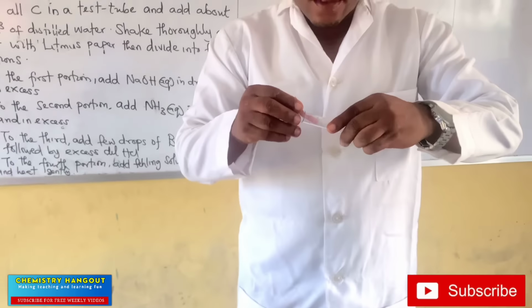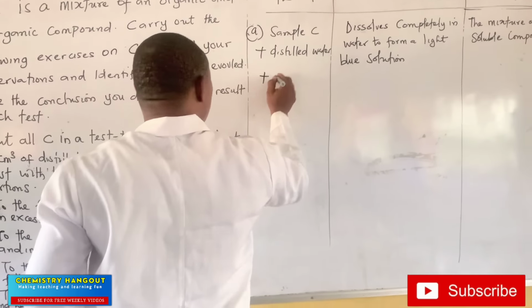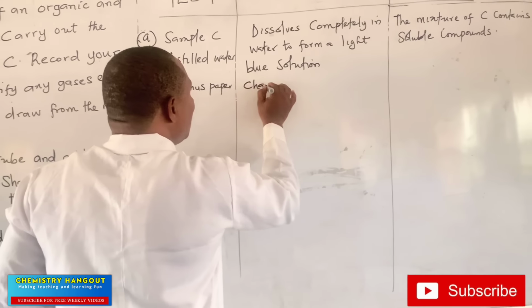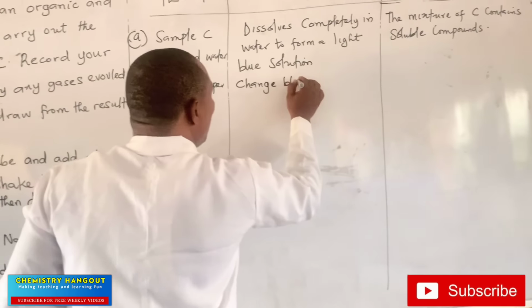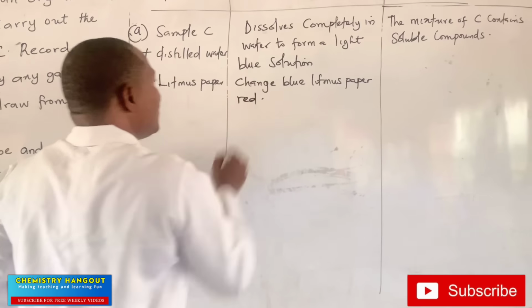Because when you see that they are saying put litmus paper, you know, oh, this is the result we got when we did it. So plus distilled water, then now plus litmus paper. What happened when we did that? You see that it is changing blue to red. So we can say it changed blue litmus paper red. Right?